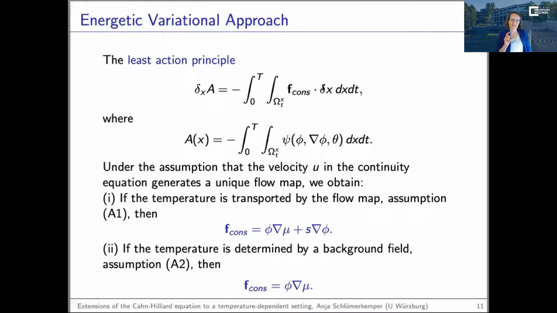So now the assumption on the temperature enters. You see here I have item 1 and item 2. If I assume that the temperature is transported along the flow map, we obtain after several calculations that the conservative force in this case is given by the phase field times the gradient of the chemical potential plus the entropy times the gradient of the phase field. If, however, the temperature is just determined by the background, like a background field, as we described in assumption A2, then the conservative force is just given by phi times nabla of the chemical potential. So here you can really see how the different assumptions on the temperature enter into the model.